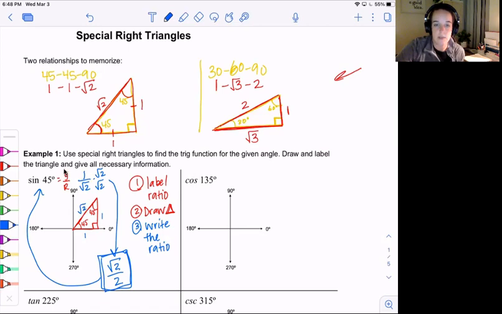So first thing we did was we labeled it, right? We said, okay, sine is y over r. My second step was to draw that triangle, right, using the 45 degrees, and then write the ratio, right? So that's what I did here. Okay. We'll go ahead and do cosine 135, right? So cosine 135 is halfway over here.